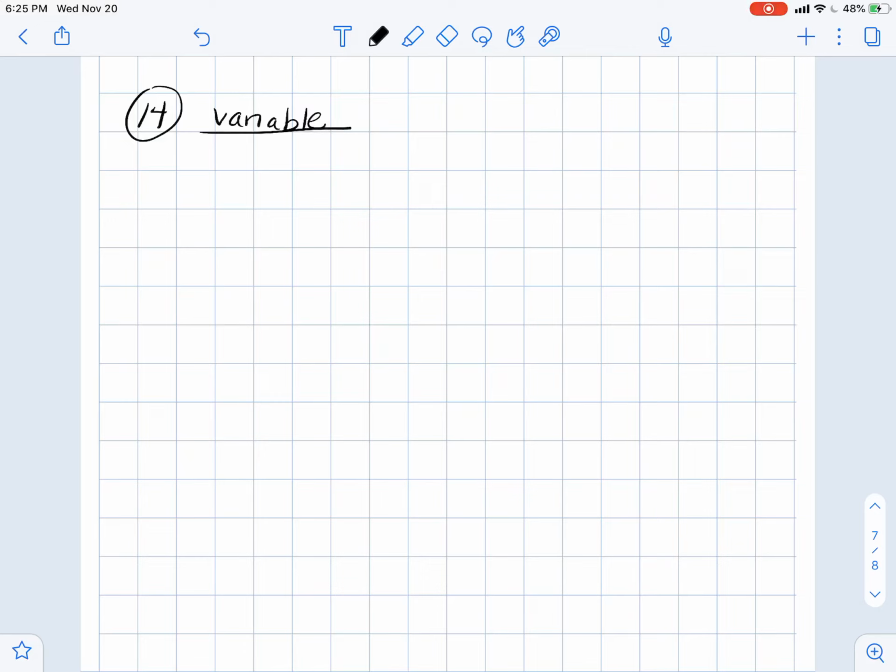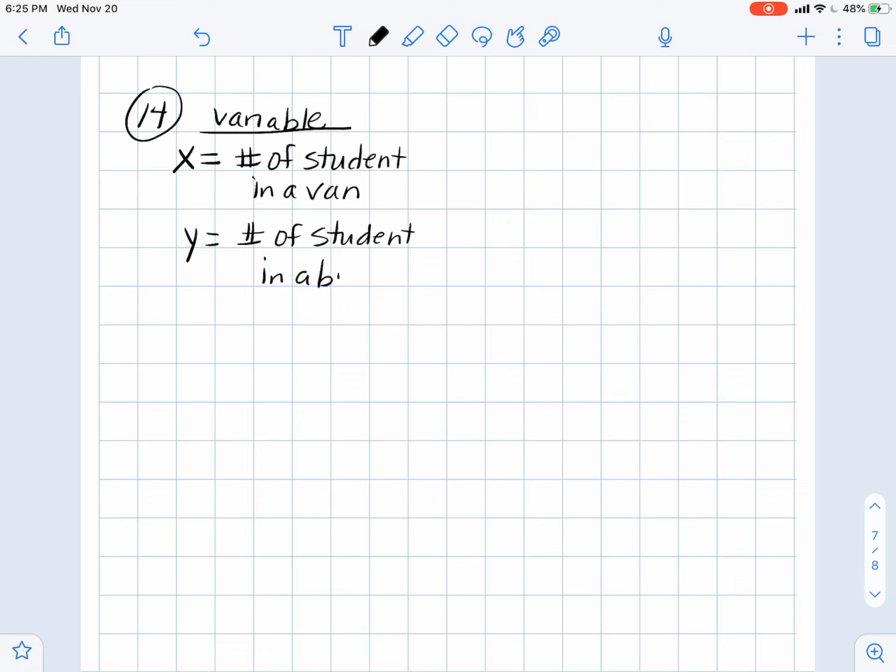Okay, so again, my question at the bottom says, how many students can a van carry? So I'm going to say X equals number of students in a van. Y is my second question. In other words, the number of students in a bus. Okay? And now the next step is to write your equations.